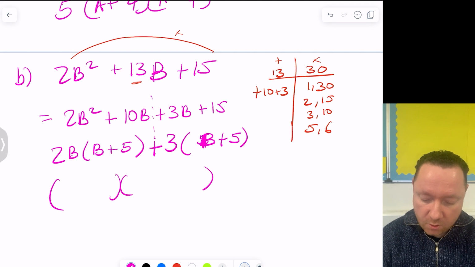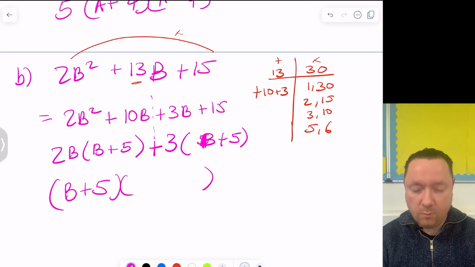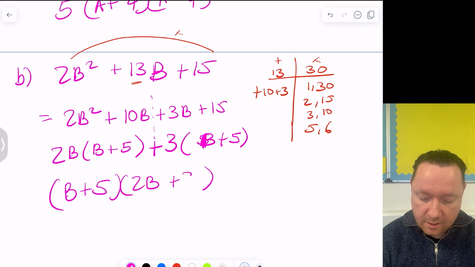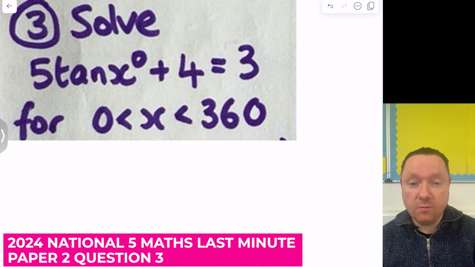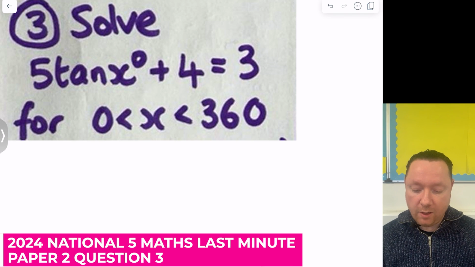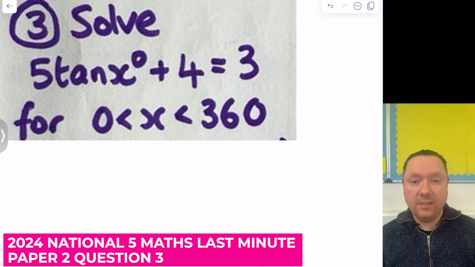Double brackets now. I've got b plus 5 and the other one's going to be what's outside, which is 2b plus 3, and we're done there. Question 3. Solve 5 tan x plus 4 equals 3 between 0 and 360. So this is a trig equation.